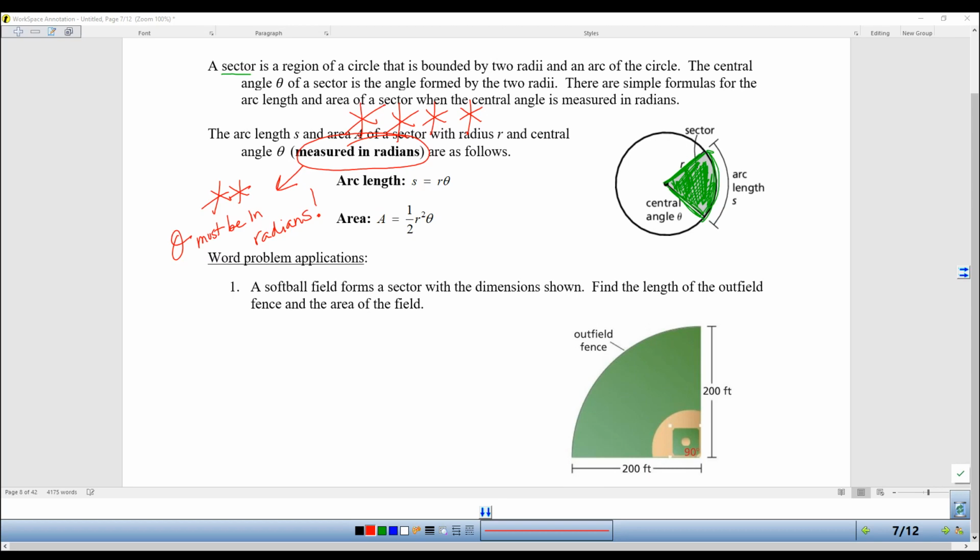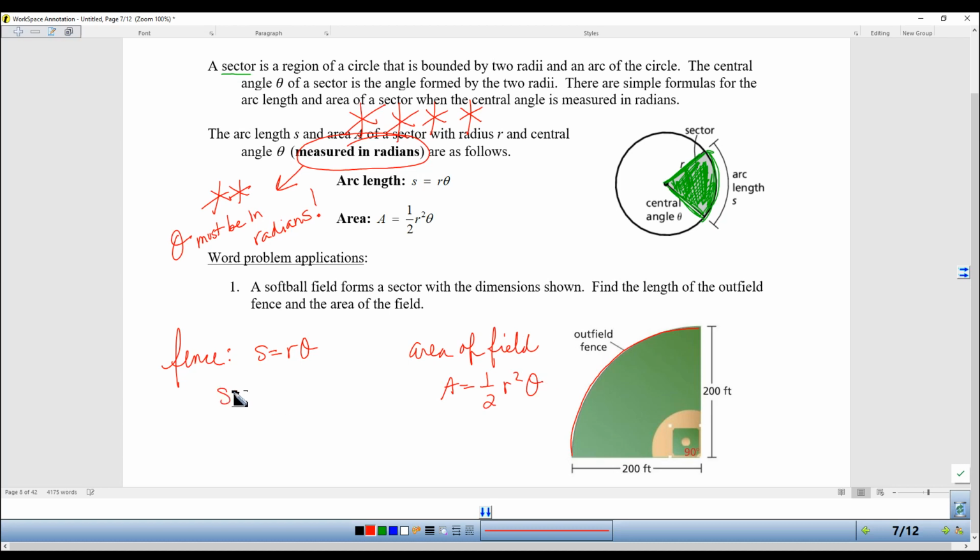Find the length of the outfield fence. So there's a fence going along here. So for the fence, we want the arc length formula. S is equal to r theta. And then we want the area of the field. And to get the area of the field, we're going to use area is equal to 1/2 r squared theta.